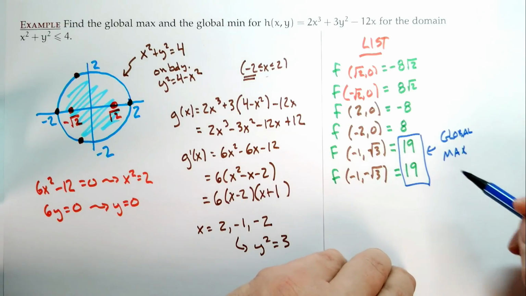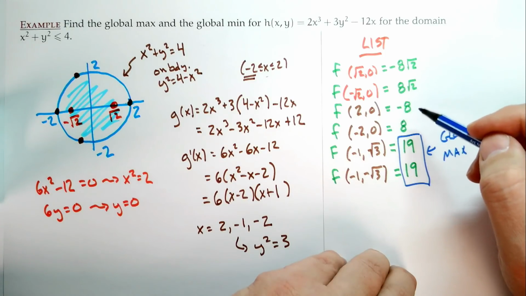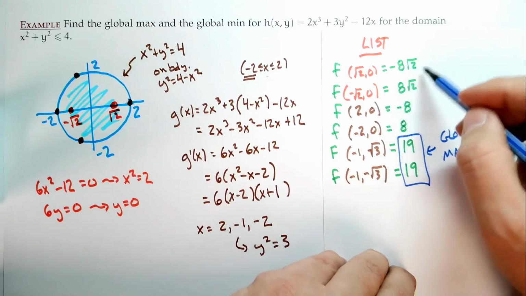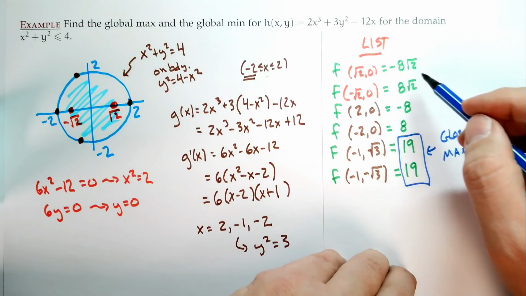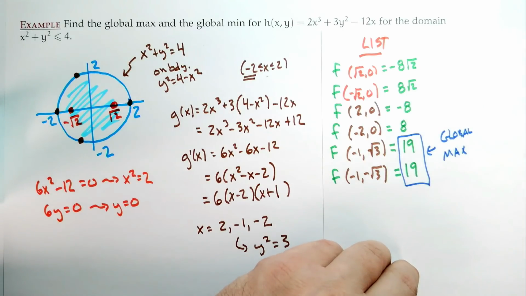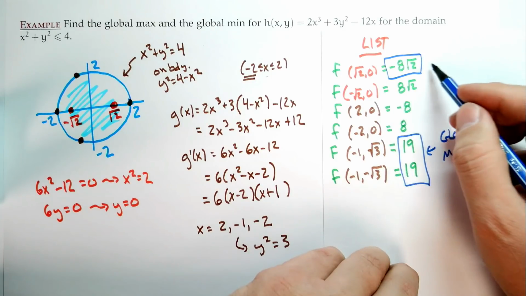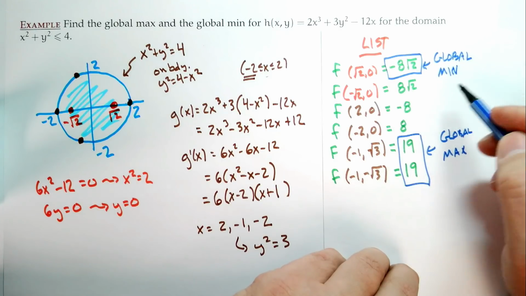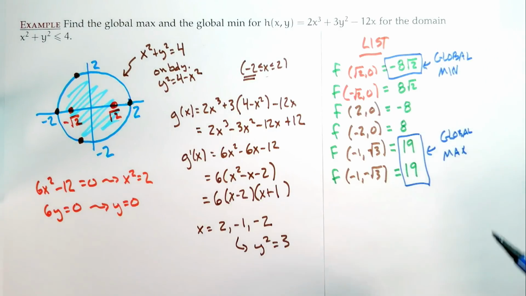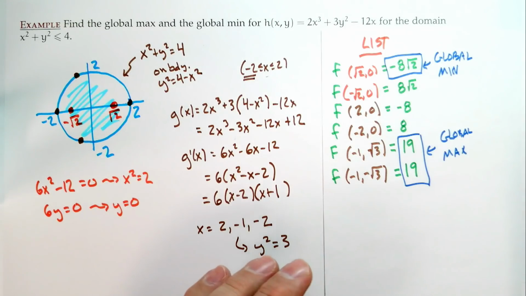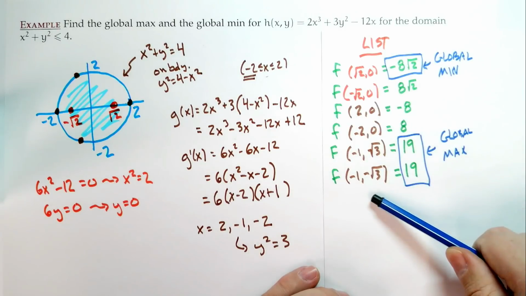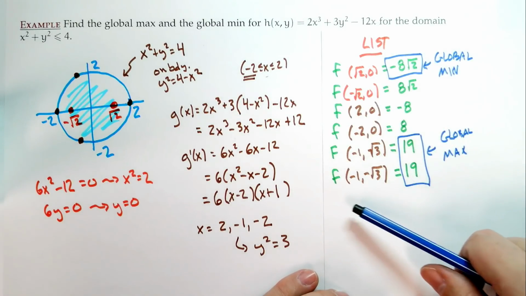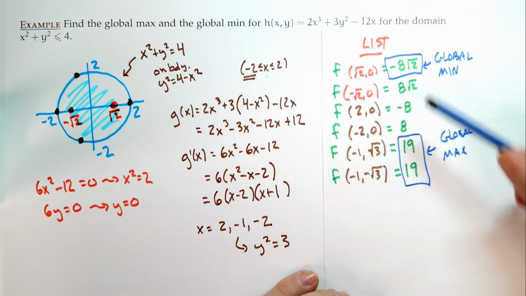Okay, smallest, the global min. Well, we have negative 8 and negative 8 root 2. Because root 2 is bigger than 1, when I multiply negative 8 by root 2, I'll end up with something even more negative than just negative 8. So that's our smallest, our global min. So global min, negative 8 root 2, global max, 19. And that's it. Now we know how to find global mins and global maxes. Remember the Santa Claus approach: make a list, check it twice, plug it in, and now you're going to find out which points are naughty and which points are nice.